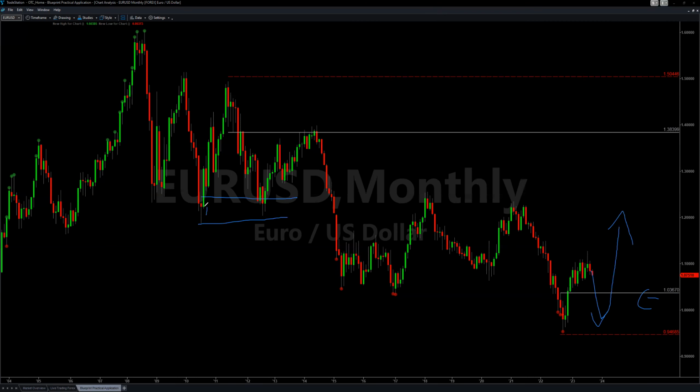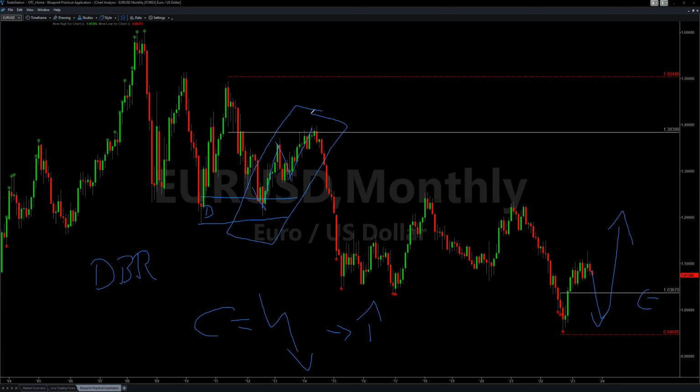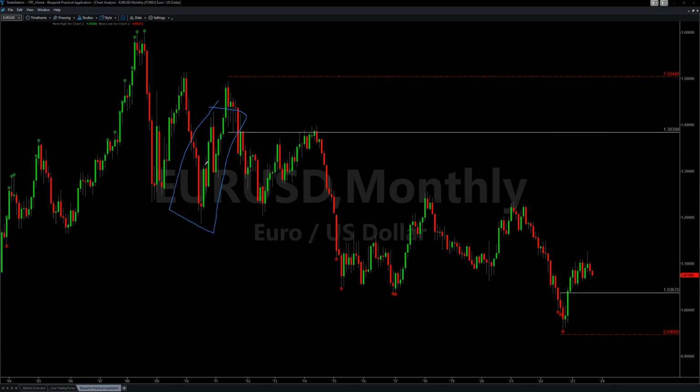Look at this. That is clear demand. It is a drop base rally. Got a retest of the zone, and look, got a rally, a correction, a rally. That means corrections in a downtrend are always uptrends. Same like here. And also same like here.